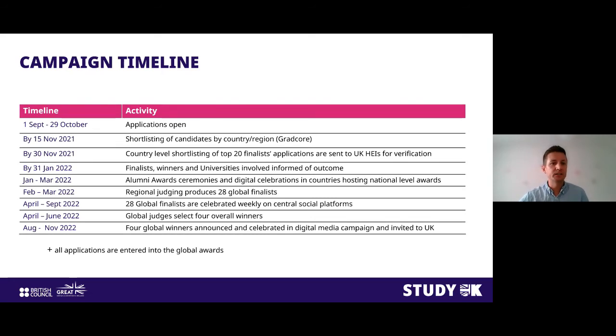Okay, so next, oh sorry, just before I move on, so like I said, 19 countries are hosting a ceremony. So if you're applying from one of those countries, then you'll be considered for the national level awards. Regardless, every application will be considered for the global awards. So basically, if you're applying in one of the countries that's hosting an award, you'll be considered for that and the global awards. But if you're applying from a country that's not hosting a national level ceremony, then you'll still be considered for the global awards.